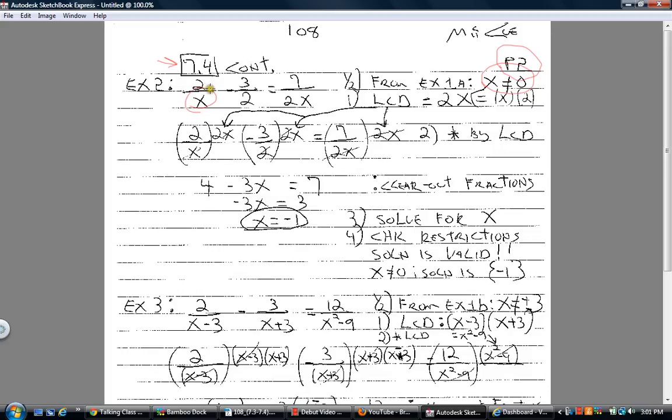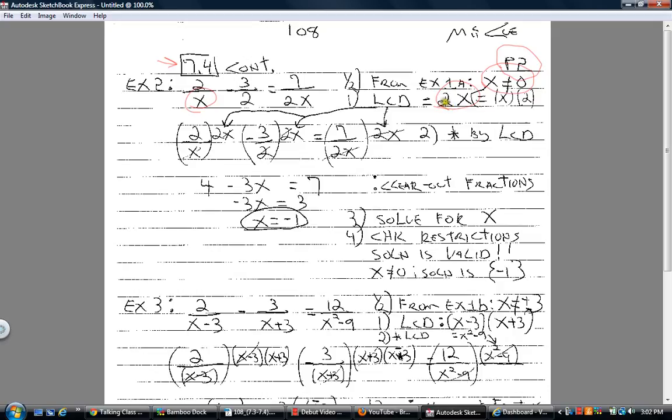Okay, so take your time. What would the LCD be? Look at each denominator. x has got to be part of it, 2 has got to be a factor, and 2x. So x times 2 is 2x, and that would be your LCD. Now that's the most important decision here, and you've got to get the correct LCD, or the rest of your work will not pan out correctly.